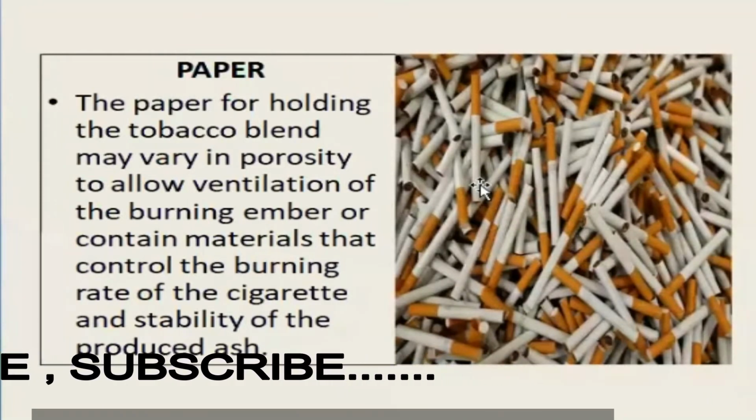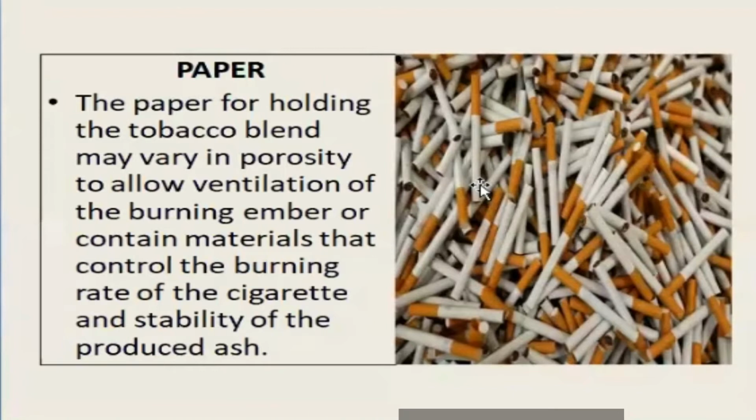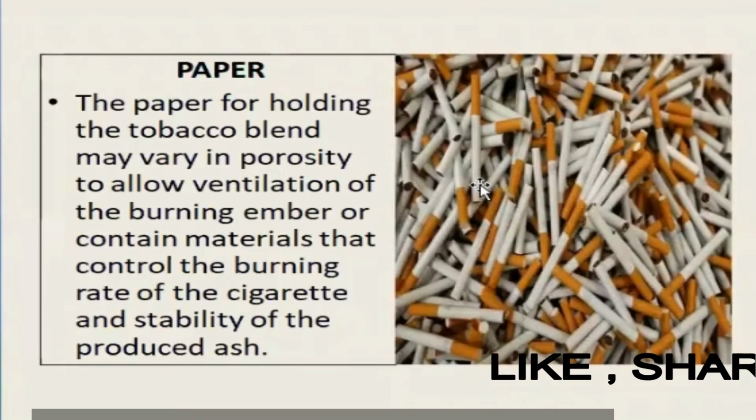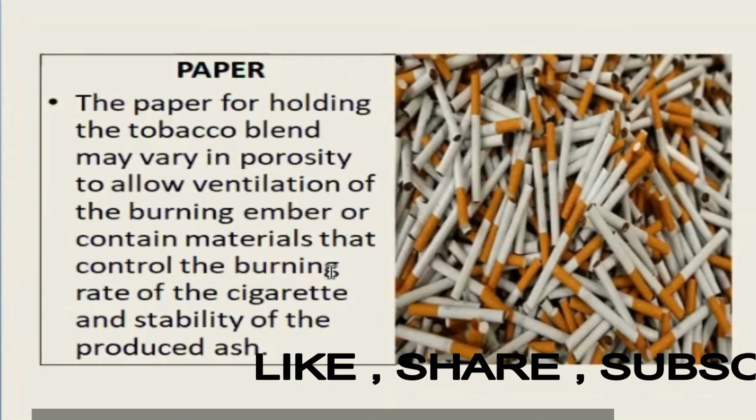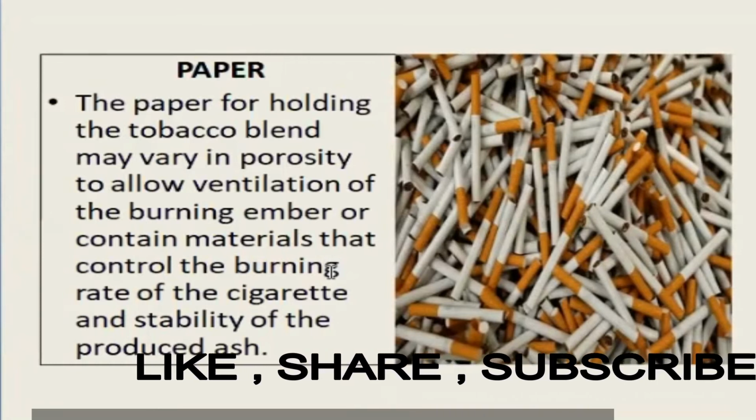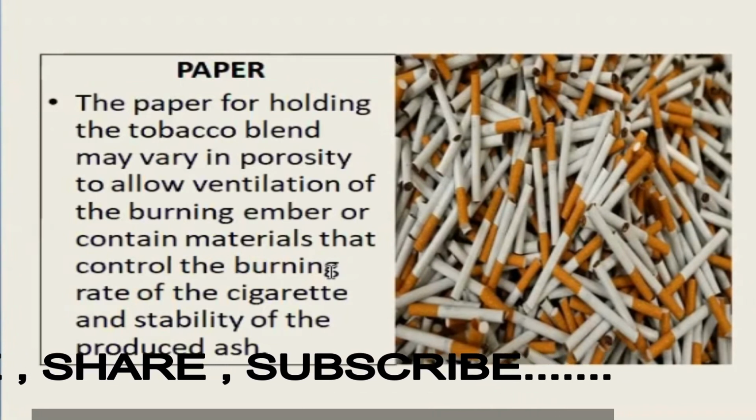So this is the paper. I am not talking about the newspaper, or the writing paper. These are the special kinds of paper which the manufacturing companies of cigarettes normally use to wrap the cigarette. I believe everyone is able to see. To bond the tobacco, you have to wrap it with the paper. So that is the paper we are talking about.